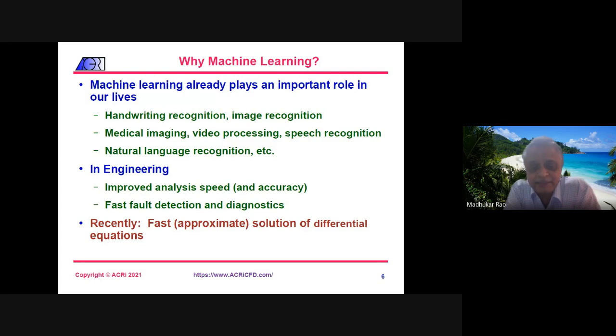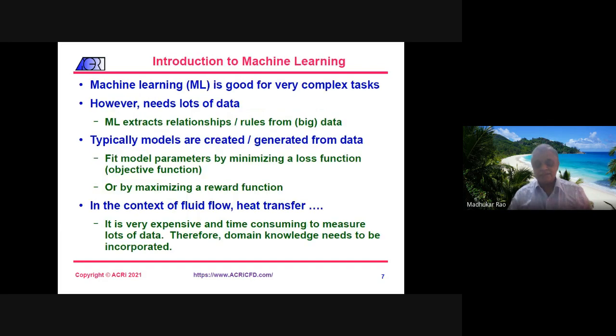You can instrument our products with very cheap sensors, which will bring in a lot of data from the field while the device is still operating. And faults and other diagnostic information can be processed right on the device itself via machine learning, and specifically via neural networks. And more recently, over the last two years or so, fast approximate solution of differential equations, which is the thing that is really of interest to us in this setting.